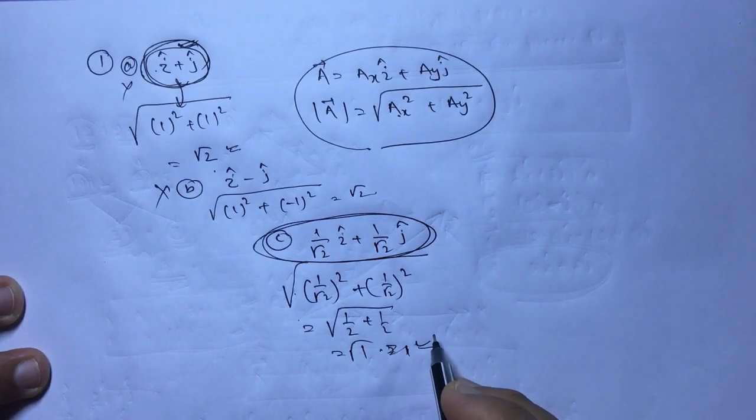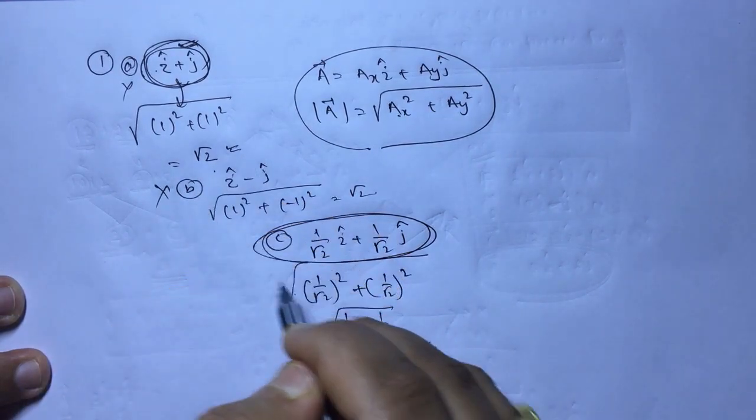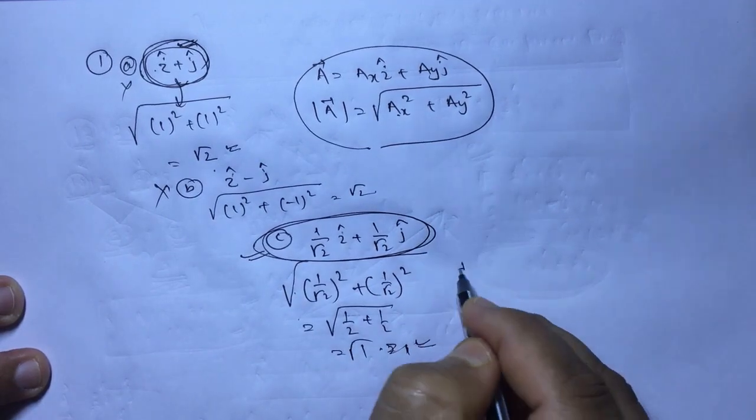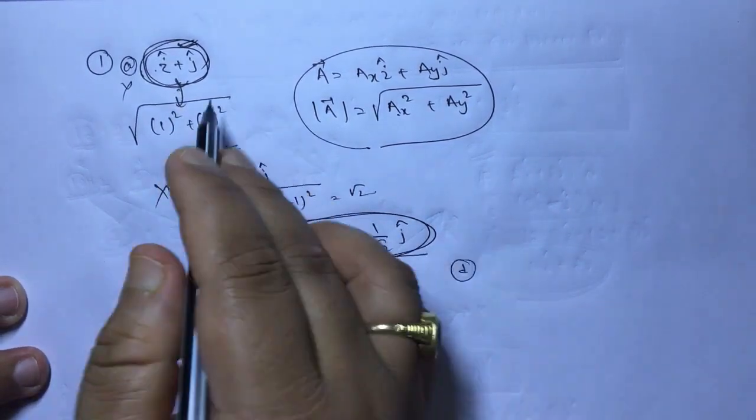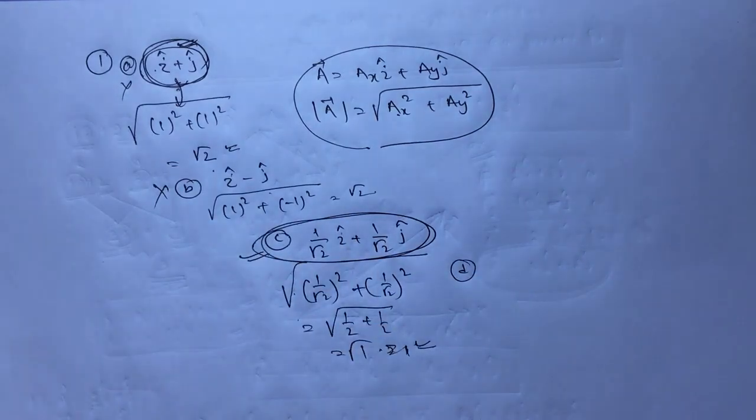So, what is your correct option? The correct option is C. The fourth option is both A and B. That is also wrong because neither A nor B is a unit vector. Okay. Let us check question number 2.